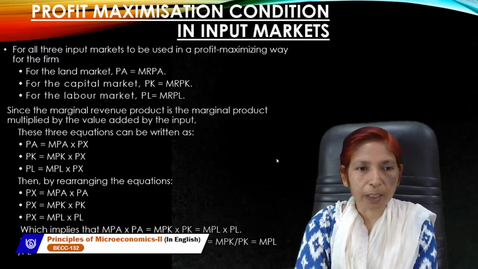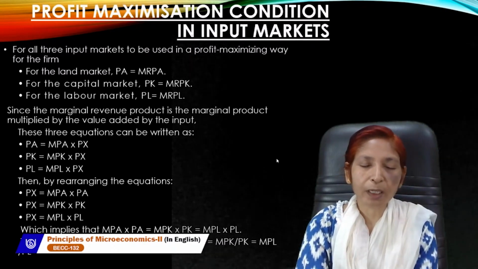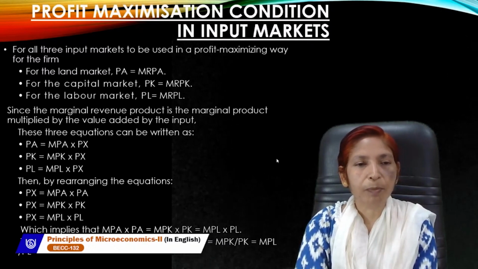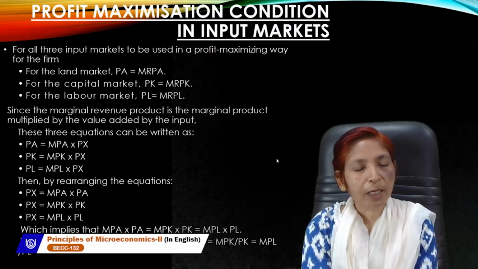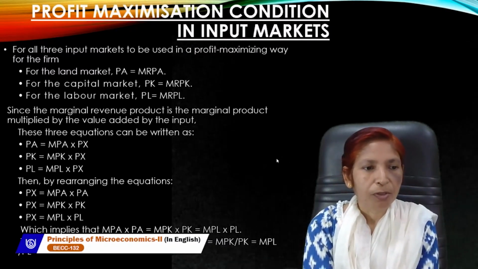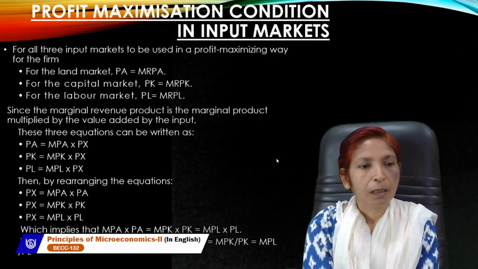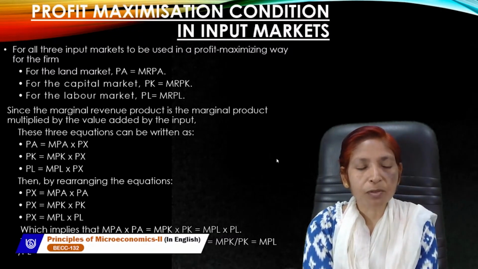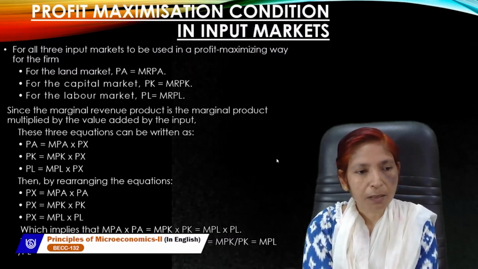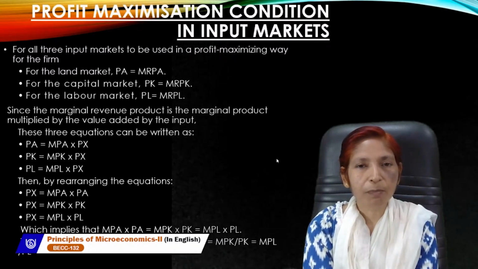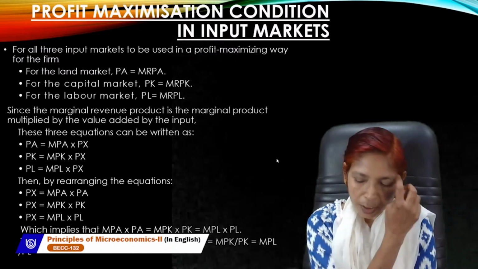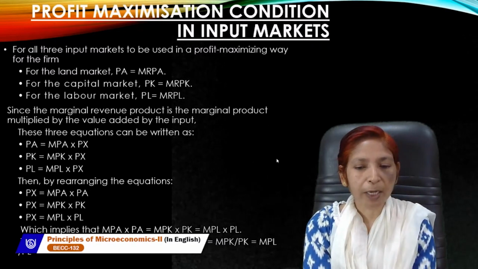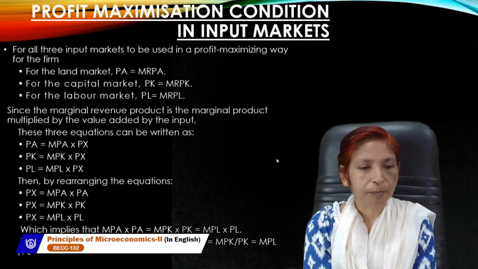How can we get MRP? So marginal revenue product, how can we calculate it? Its formula is that if MPP is multiplied by MR, then we can calculate MRP. So in the land market, MPA, marginal productivity of land, is multiplied by the price of land. In the capital market, marginal productivity of capital is multiplied by the price of capital. And in the labor market, marginal productivity of labor is multiplied by the price of labor.